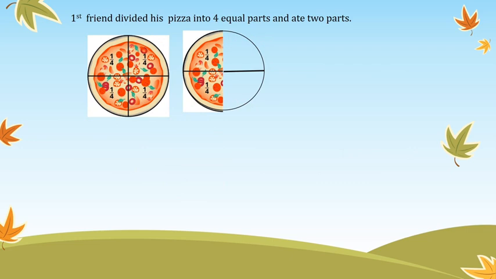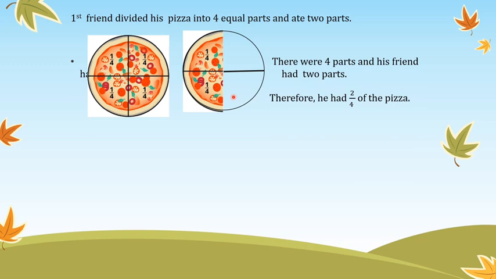Now, the first friend divided his pizza into 4 equal parts. How many parts? 4 equal parts. 1, 2, 3 and 4. And he ate only 2 parts. How many parts? 2 parts. So there were 4 parts and his friend had only 2 parts. So what is the fractional representation for his share of pizza? He had 2/4 of the pizza.